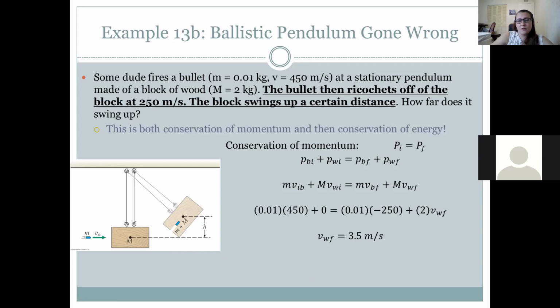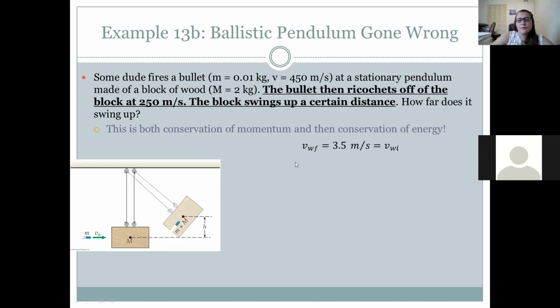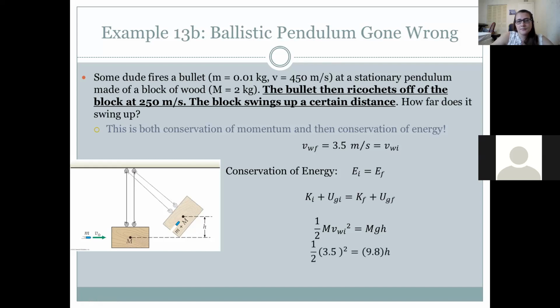And now when we want to find how far it swings up, again, that final velocity is going to become our initial velocity for our energy part of the problem. So conservation of energy, same setup as before, but now we're dealing with just the mass of the block. We want to know how far the block swings up. So it's just capital M. But since that capital M is on both sides of the equals sign, we can cancel it out and we don't even need the mass at all. So when we plug in our velocity that we just found in this case, we see that it'll swing up to a height of 0.625 meters.